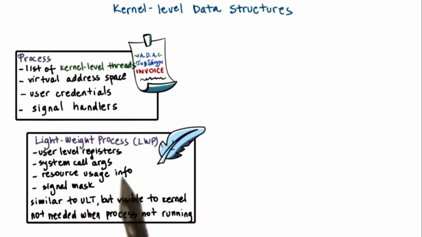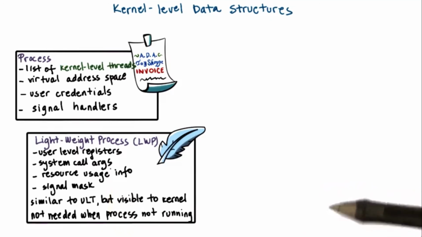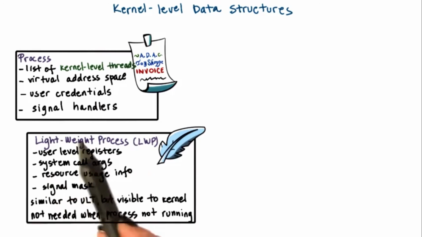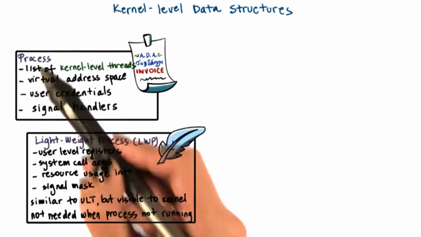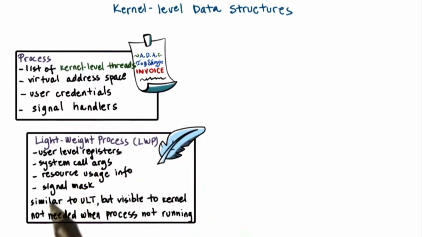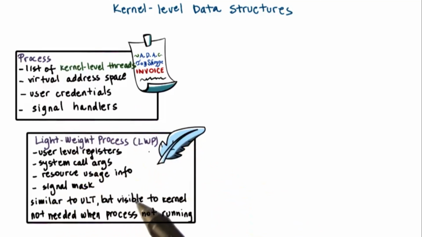Also note that we track resource usage information in these data structures. At the operating system level, the kernel tracks resource usage on a per-kernel-thread basis, and this is maintained in the data structure for the lightweight process that corresponds to that kernel-level thread. So if we want to find out the aggregate resource usage for the entire process, we need to basically walk through all of the lightweight processes that are associated with it.